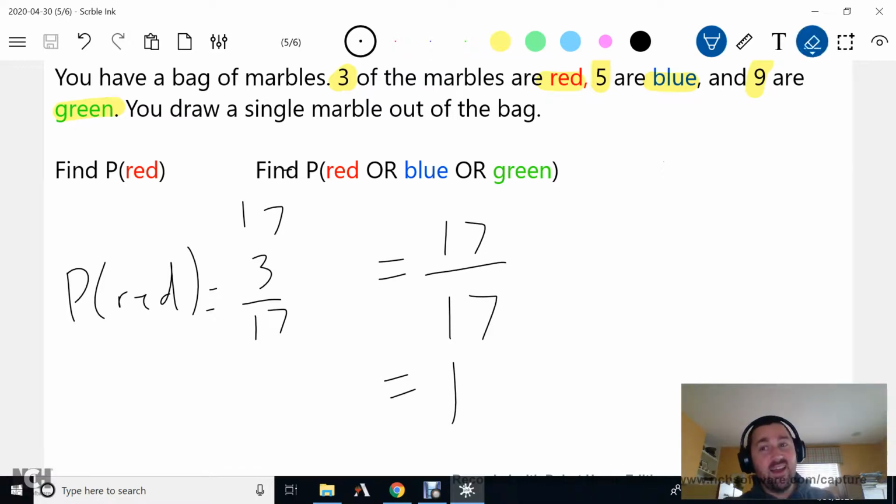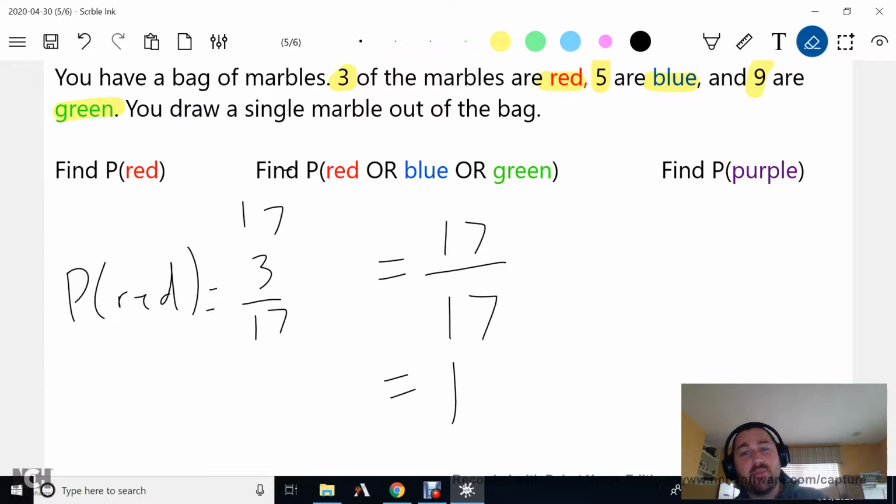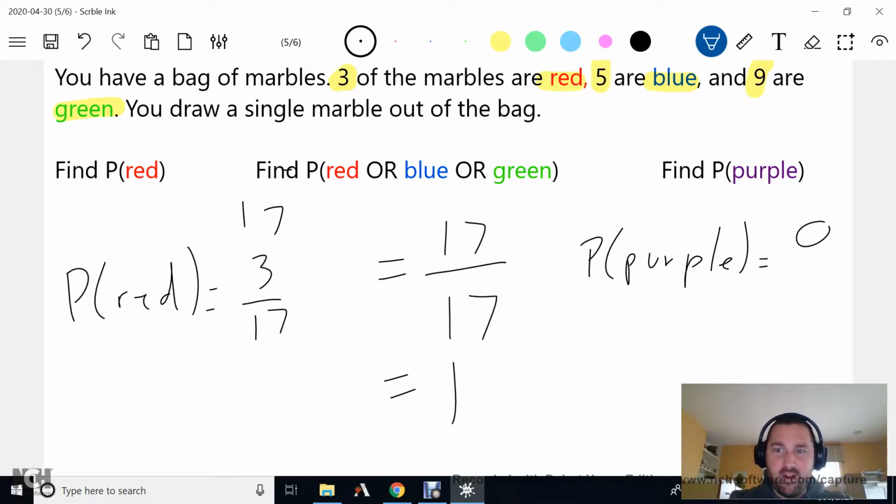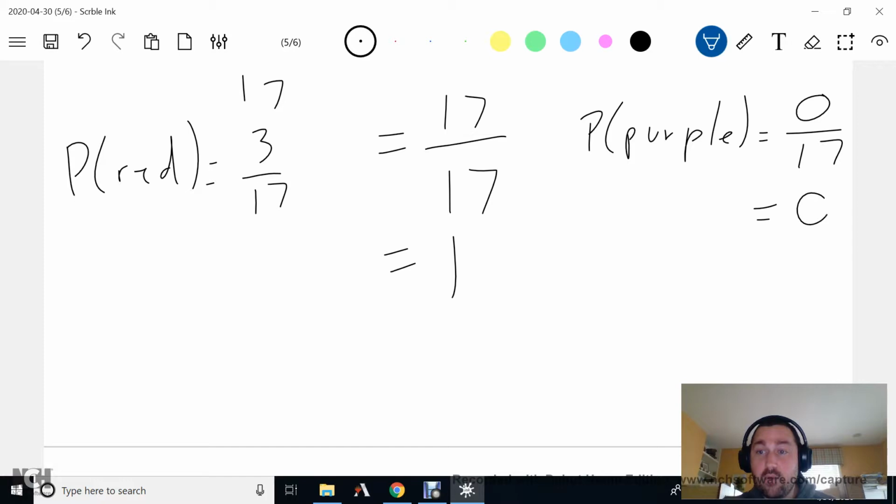Now, on the flip side of that, here's our last question. Find the probability of drawing a purple marble. Okay, well, the probability of purple, let's see. So probability of purple would be the number of ways purple can occur, which is 0, over the total number of ways, which is 17, which is equal to 0. Just to be really clear, this is equal to 0. This is what a probability of 0 means. The thing can't occur. It's not just unlikely, it's not a very small chance. It means it's impossible. It's an impossible thing to occur.